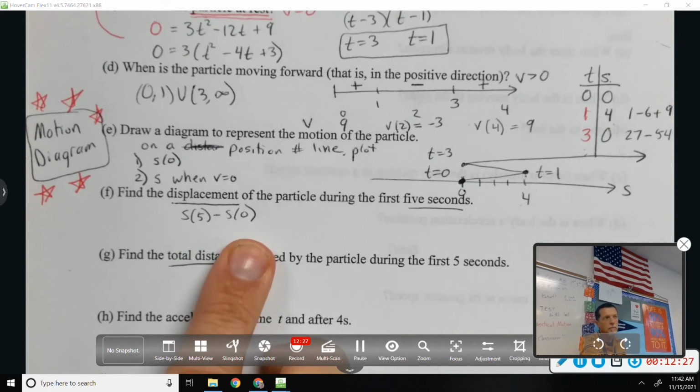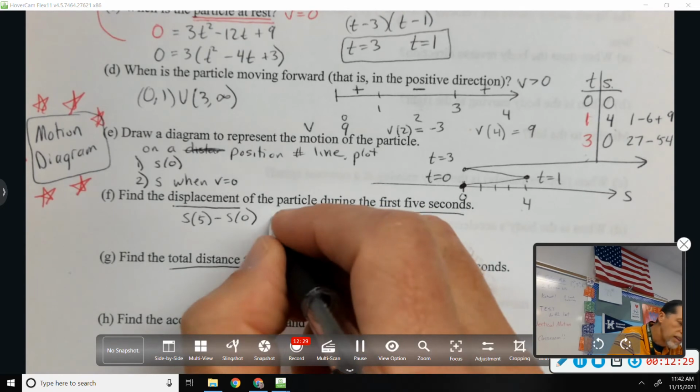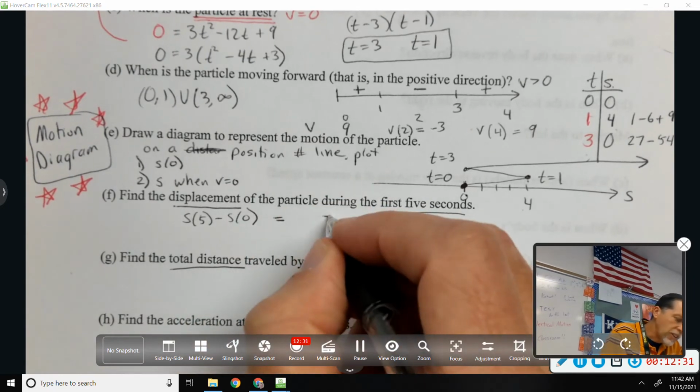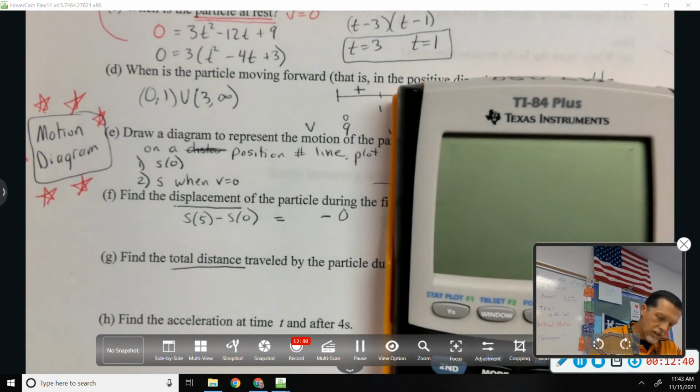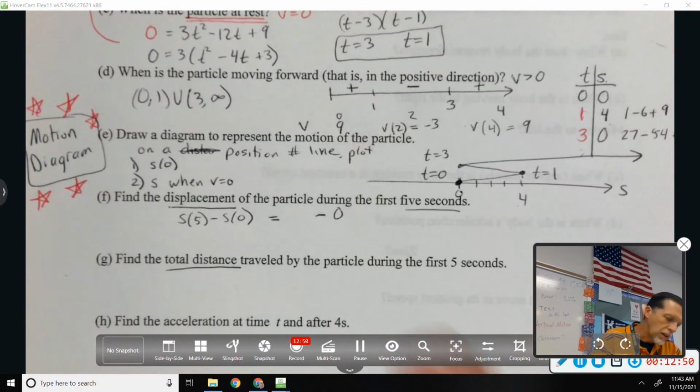So if s of 0 is 0. It turns out that way for this one. But s of 5 is 5 cubed minus 6 times 25 plus 45, which is 20.